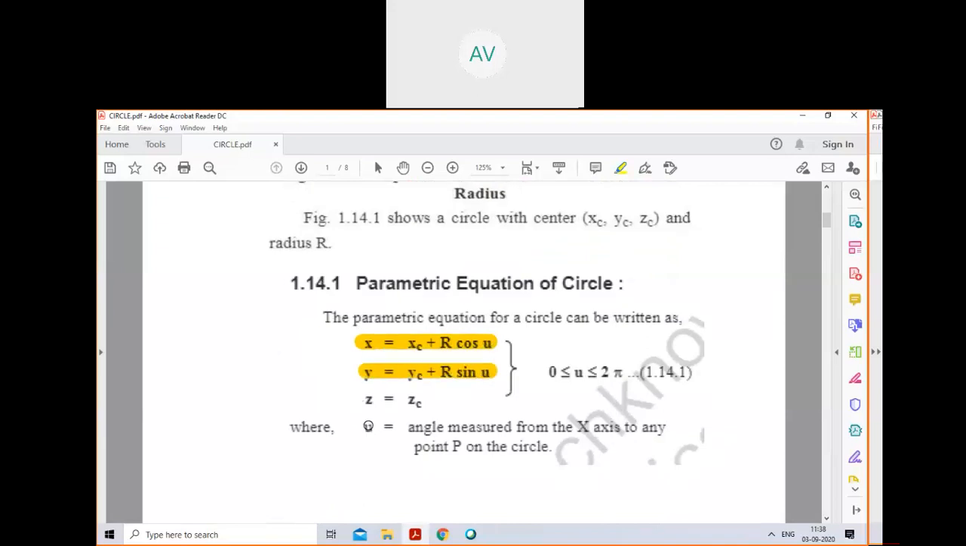As I already said, u is the angle measured from the x-axis to any point on the circle, and the boundary condition for this equation will be 0 less than or equal to u less than or equal to 2 pi, because for a circle the maximum angle will be 2 pi and the minimum angle will be 0.